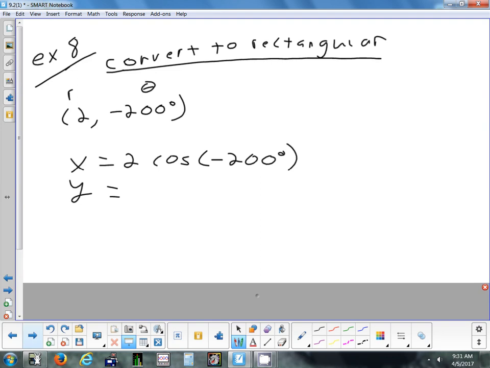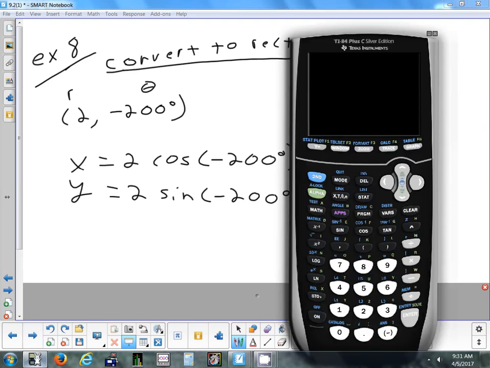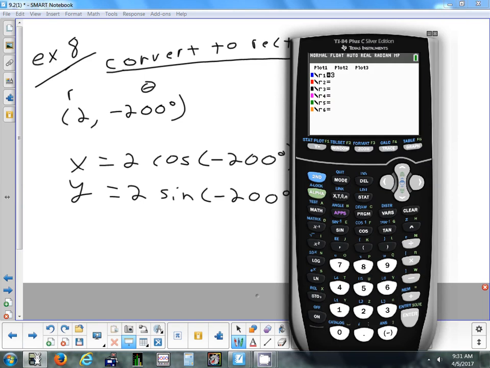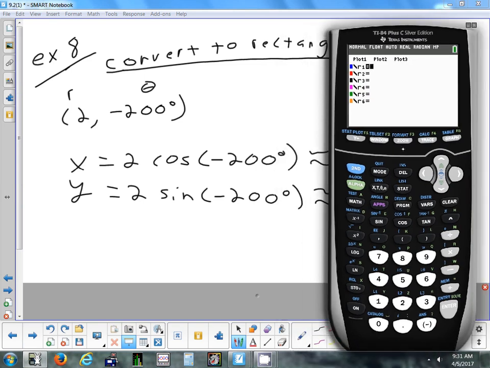And what about for y? 2 sine negative 200. So just do both of those out and see what we get. You could be in radians or degrees. This particular problem is in which units? Yep, it's in degrees because we got the little circle.